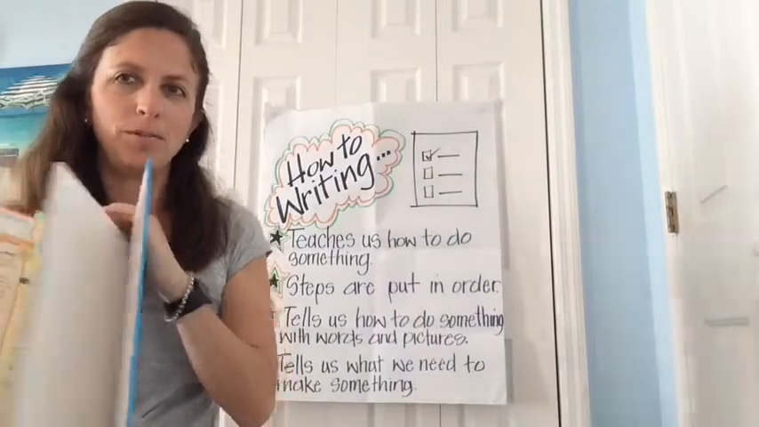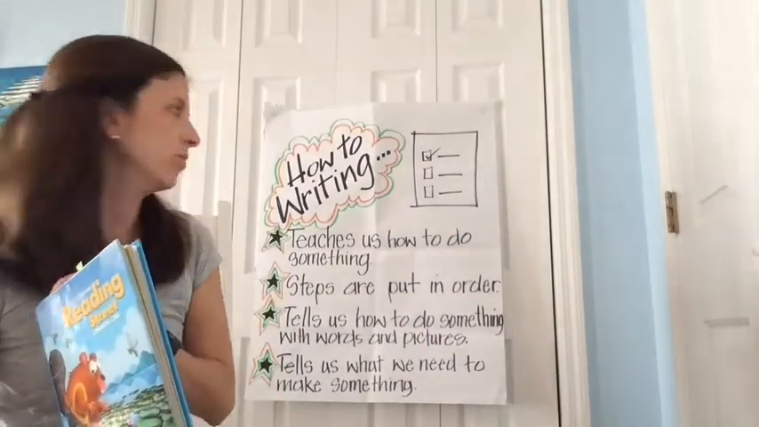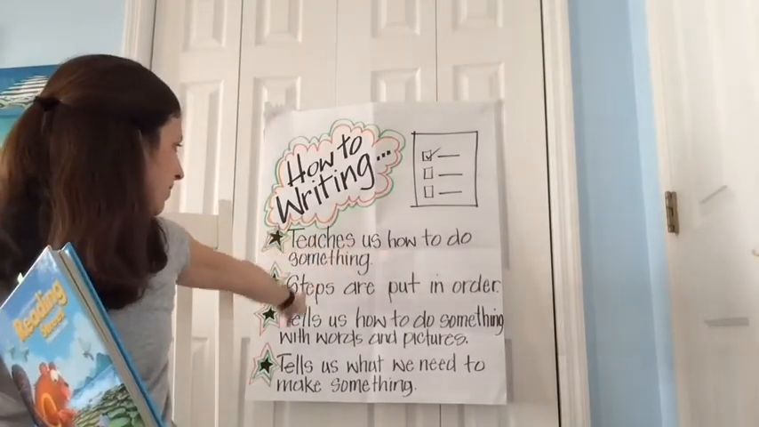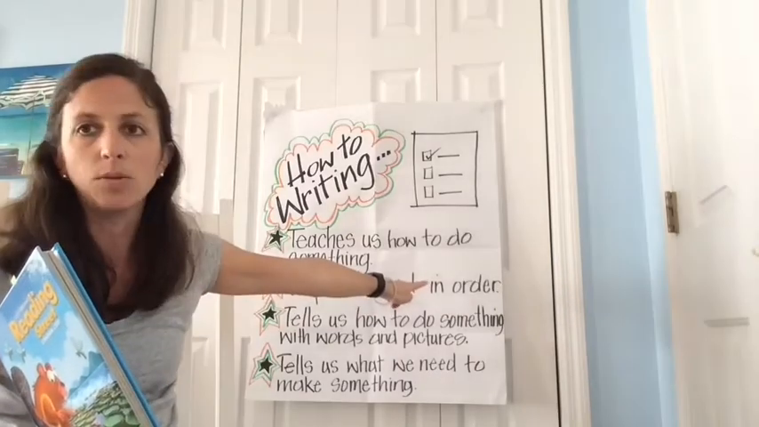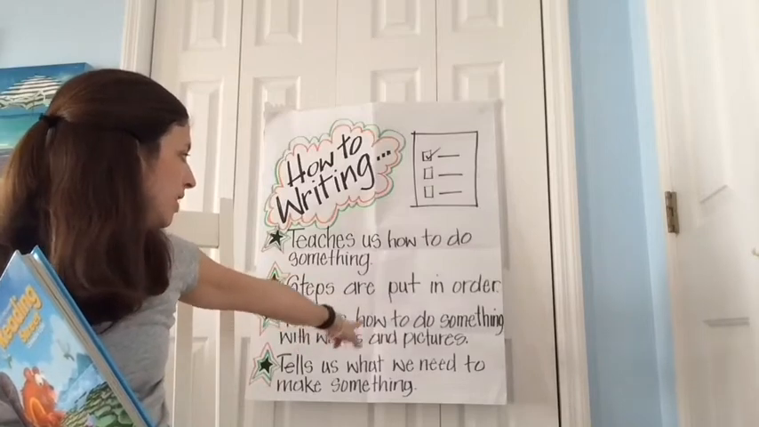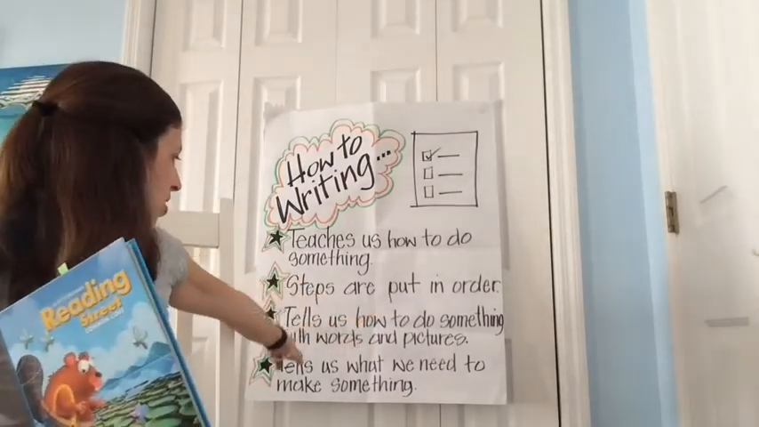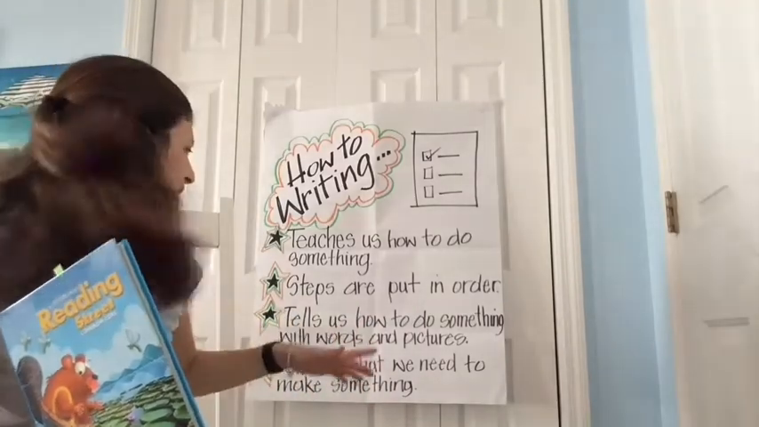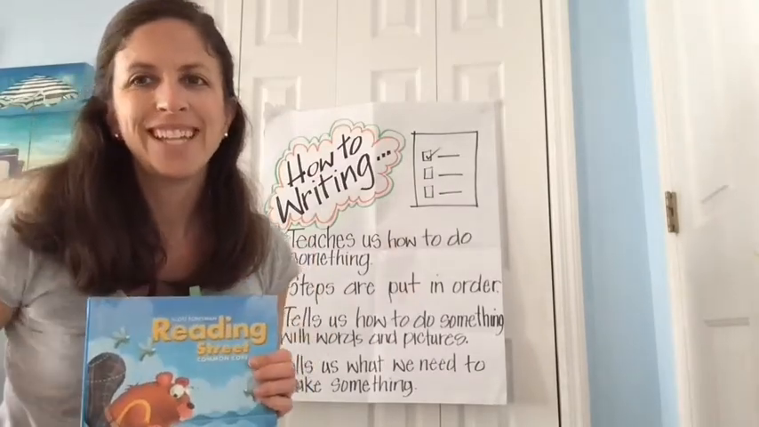Let's review our poster before we go. How-to writing or how-to articles teaches us how to do something. The steps are put in order. We call that sequence. It tells us how to do something with words and pictures. Growing Plants did both of those. And it also tells us what we need to make something. So it gives us the materials that we're going to need.